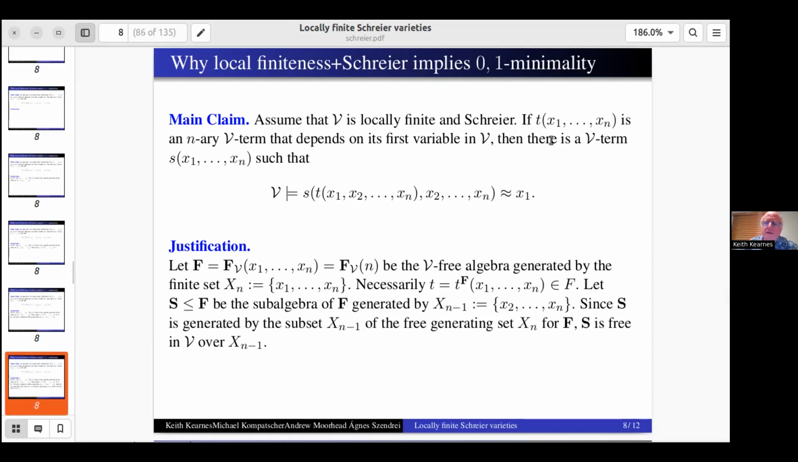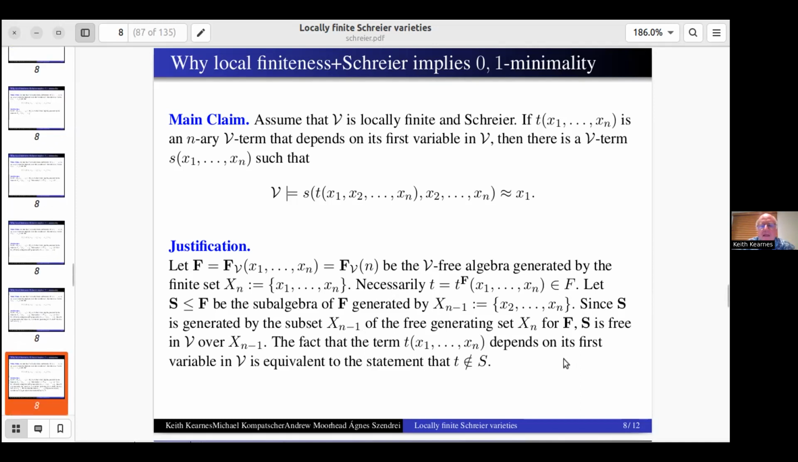Notice that S is free. It's a subalgebra of the free algebra generated by a subset of the free generating set, so it will be free over that subset. Okay, that's just algebra, I guess, or category theory. I don't know. Now, the assumption that the term depends on its first variable is equivalent to the statement that you will not generate the element t when you form this S, the subalgebra generated by x2 to xn.